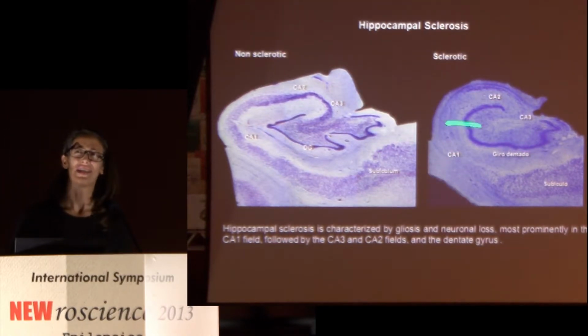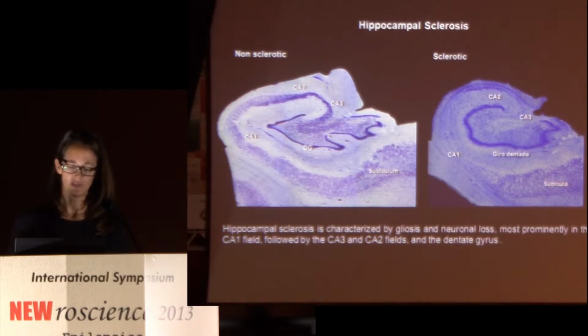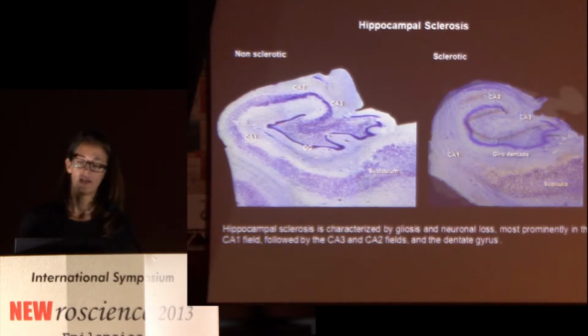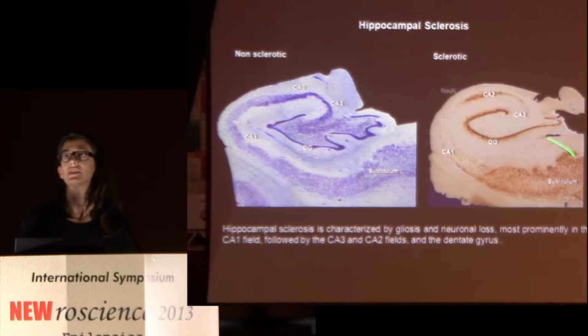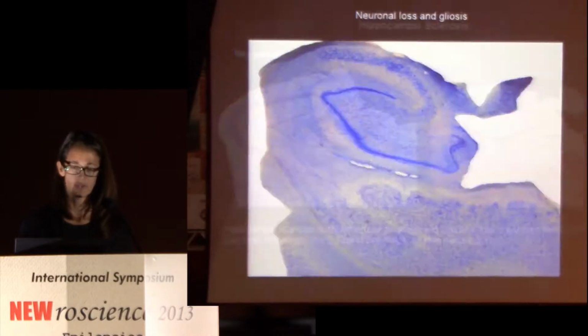I can see clearly in the CA1 region, followed by CA3 and CA2. And in the dentate gyrus, we can also find alterations. As we can see here, there is a specific staining to label neurons, and we can clearly observe the neuronal loss in this area, and also the alterations in the structure of the granular layer of the dentate gyrus.